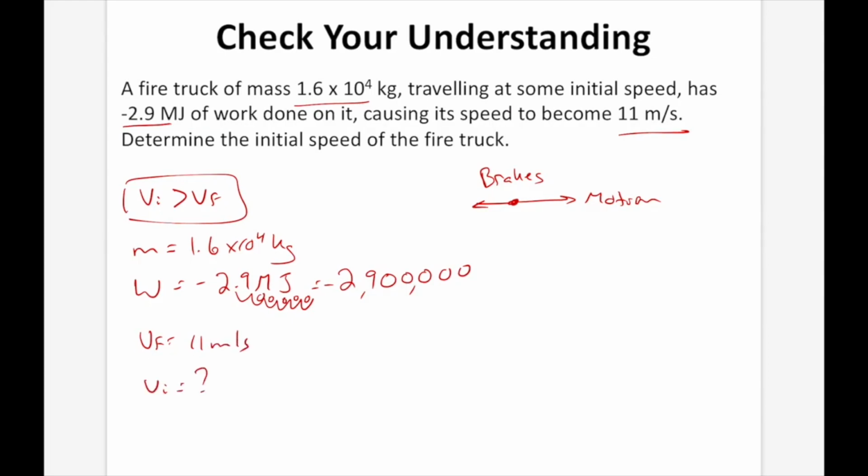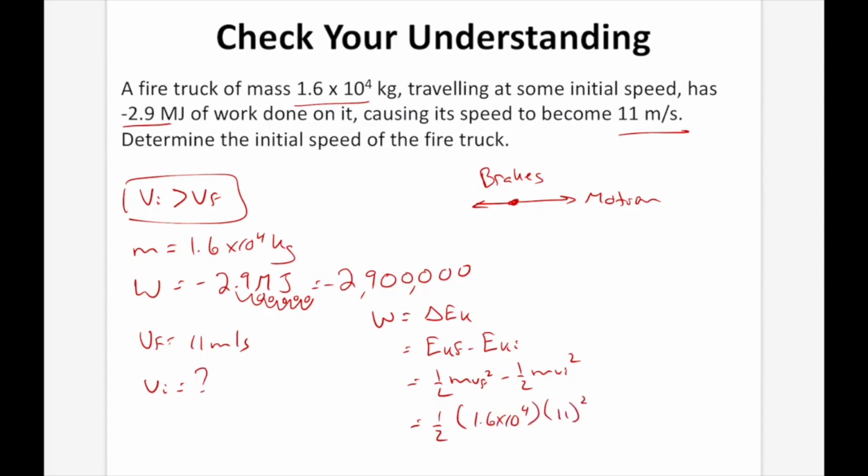So let's write out our formula. We know that work is going to equal to the change in EK, which is going to equal to EKF minus EKI, which is 1/2 mVF squared minus 1/2 mVI squared. 1/2, our mass is 1.6 times 10 to the 4. VF we know is 11 squared minus 1/2 1.6 times 10 to the 4 times our unknown VI squared. And of course we know work is negative 2900000. So now we can solve for VI.